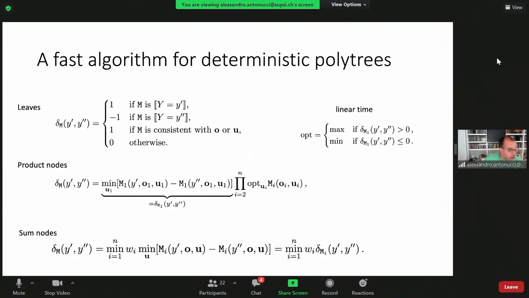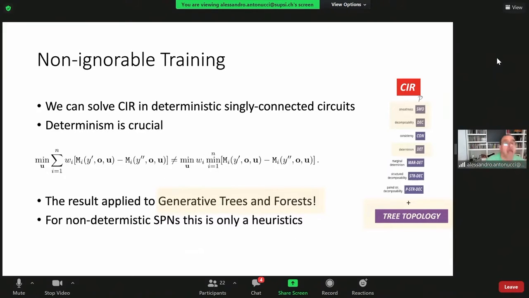But there is an algorithm which actually is very simple. These are recursive structures. So we define this function on the leaves of the circuit, and then recursively we can build the function moving bottom up. By means of this simple procedure, we can create a polynomial, actually linear time, algorithm to compute this function and hence to solve SIR in circuits, but these circuits should be deterministic and they should be singly connected. The determinism assumption is crucial for making this algorithm work.